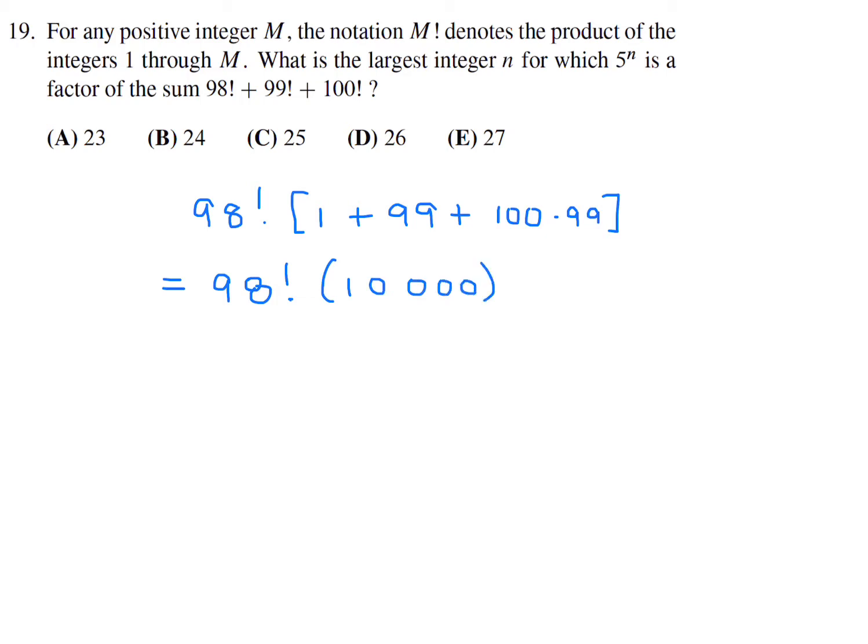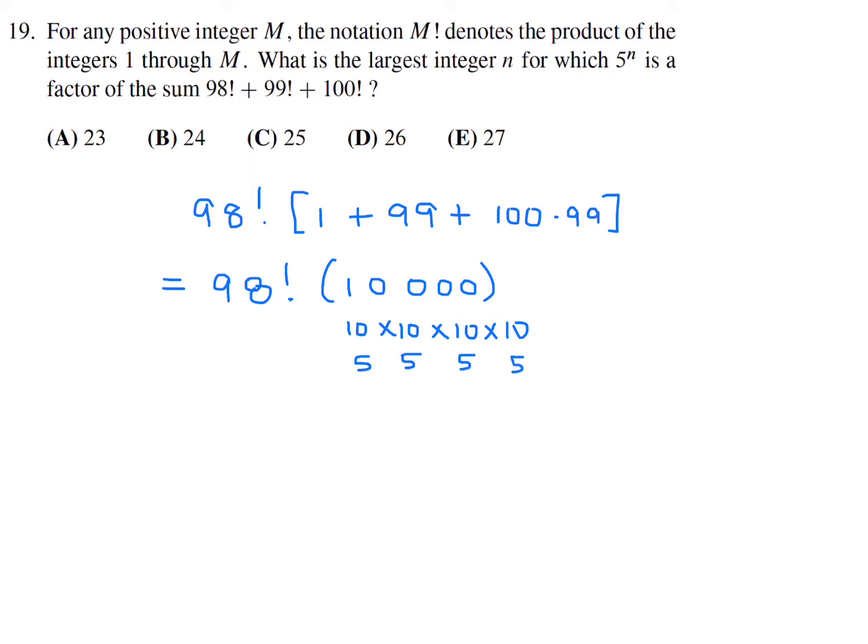All right, so now we've got to squeeze out as many 5s as we can. Well, from here, that's obviously 10 times 10 times 10 times 10. So we can squeeze out a 5 from here, 5 from here, 5 from here, and 5 from there, because each of those is 2 times 5.